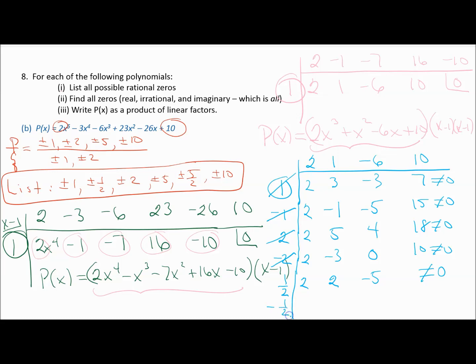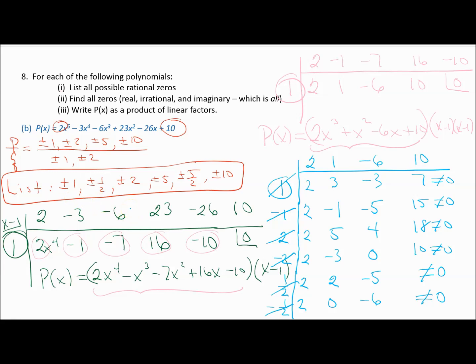Okay, -1/2. 2 comes down. -1/2 times 2 is -1 plus 1 is 0. -1/2 times 0 is 0 plus -6 is -6. -1/2 times -6 is 3 plus 10, which is not equal to 0. So all these are off the list. We've checked 1, -1, 1/2, -1/2, 2, -2.